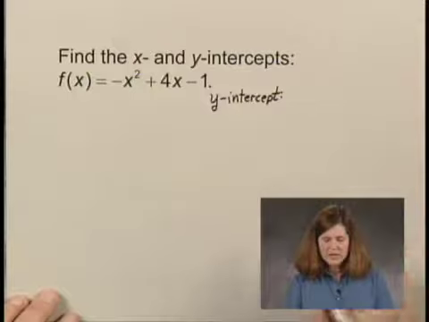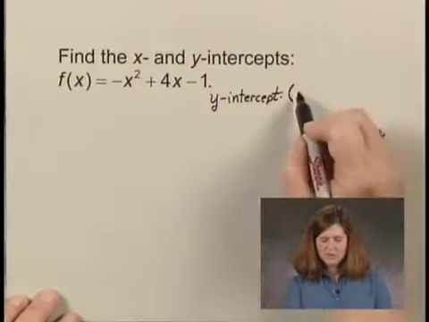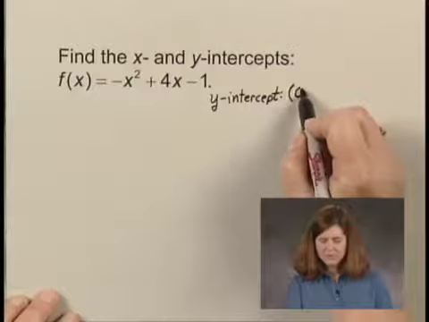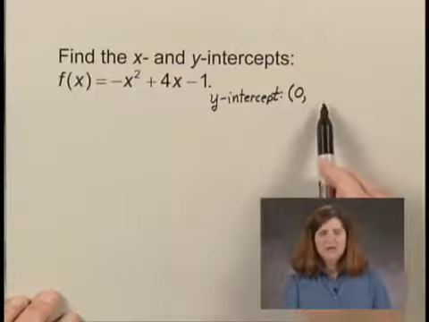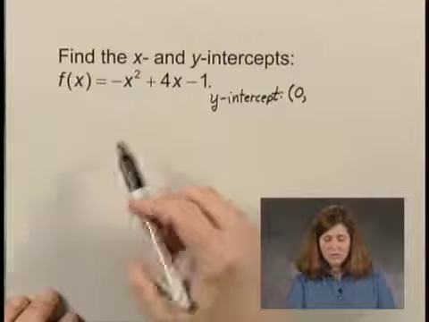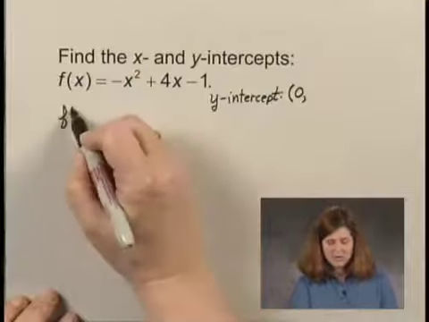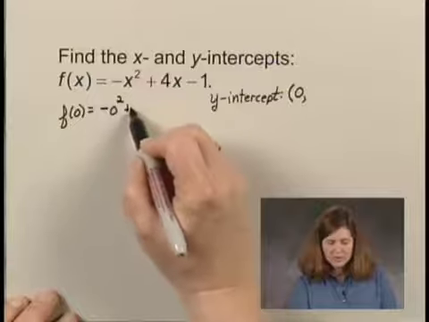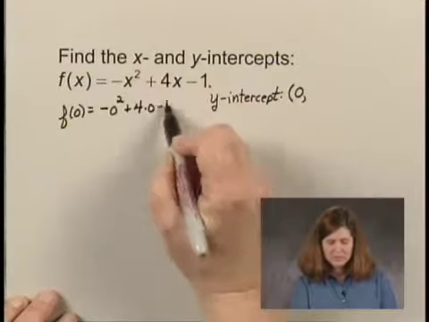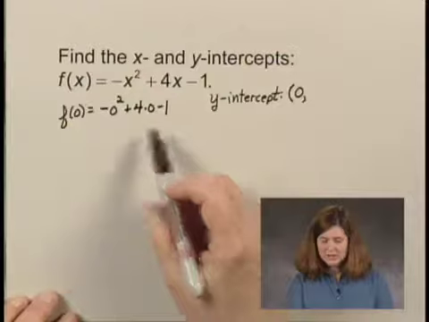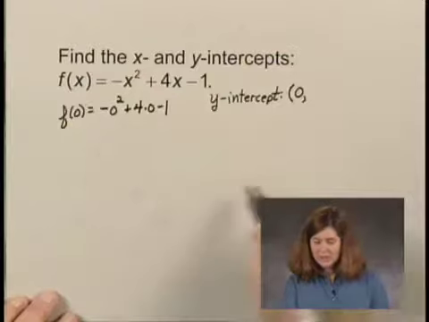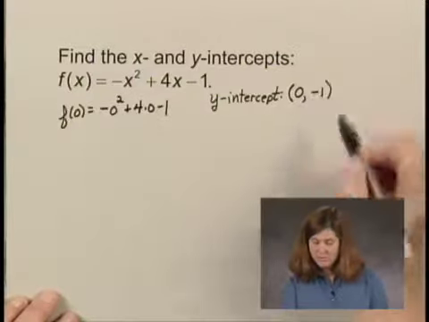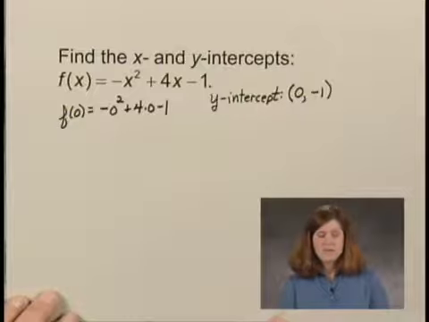The y-intercept will be a number, or a point, and the first coordinate of the point, the x value, will always be 0. The second value will be the function value at 0, or f of 0. So let's find f of 0. That's the opposite of 0 squared plus 4 times 0 minus 1, which will give us 0 plus 0 minus 1, or negative 1. So that's the y-intercept.